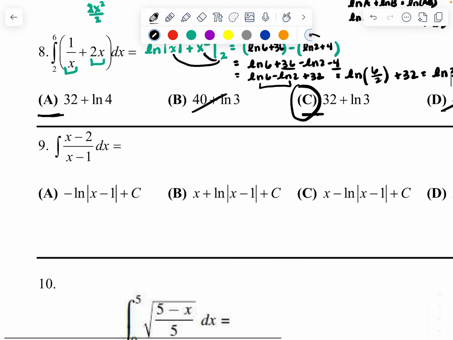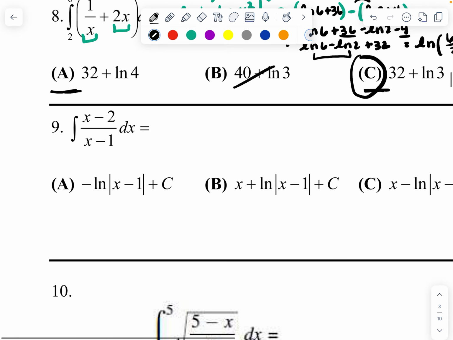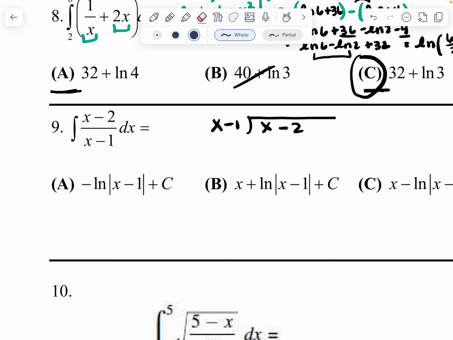Okay, number 9. You guys, the way I did it on my written-out review sheet is another way to do this one, but you could actually do long division on this, and it works out just fine with that as well. Okay, so if I do long division on here, let's set it up. So I have x minus 1, and we're dividing that into x minus 2. It's kind of a silly long division one, but it does help.